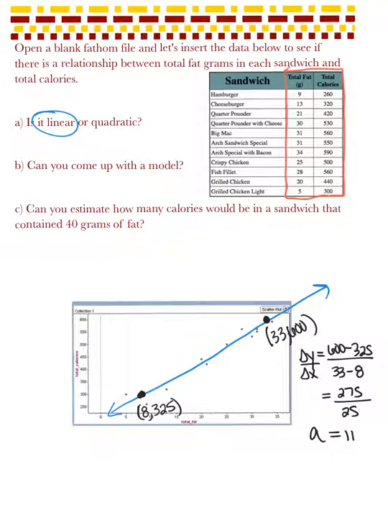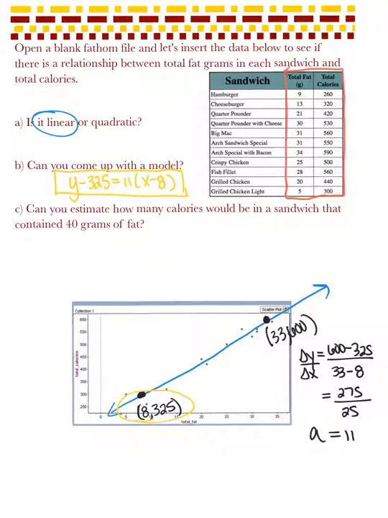And now I just choose one of the points to work with. I think I'm going to choose this one because it's smaller numbers. So my model is going to be y minus 325 equals 11 times x minus 8. Again, lots of different points you can work with here. As long as you show your work for your slope and how you're getting that for your A value, you should be good in showing that your model is a decent one.